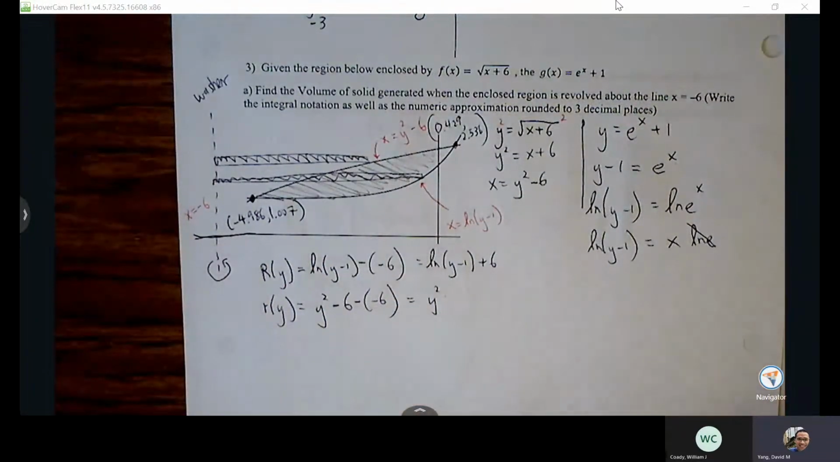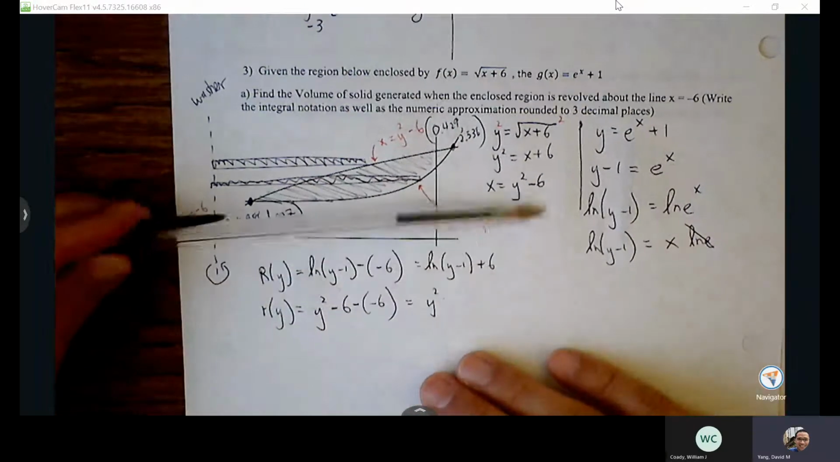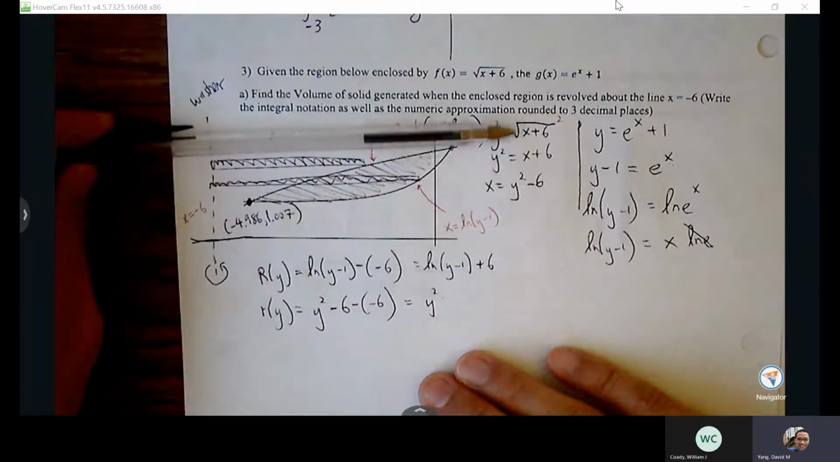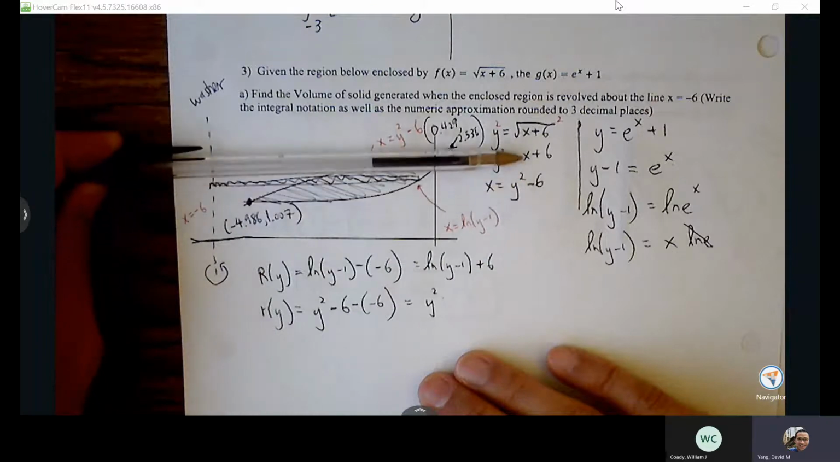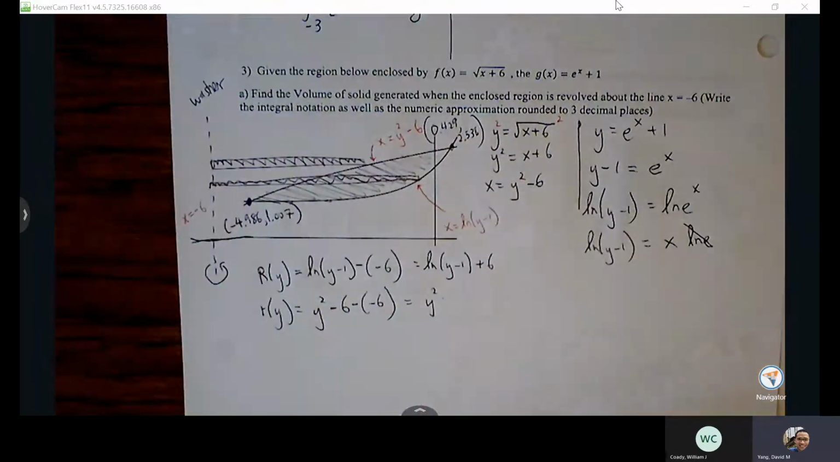Now notice that we are stacking these circular rings from the lowest to the highest y values here. So we're looking at y values from 1.007 to 2.536.